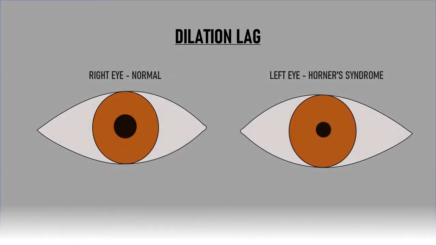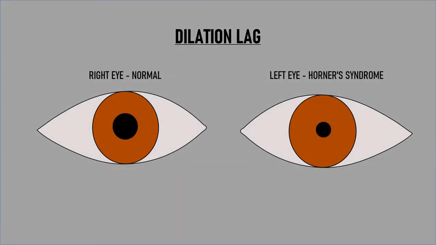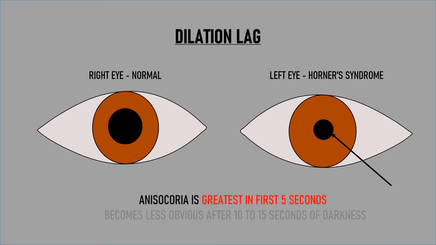When dilation of the pupils is assessed in dim light, the anisocoria is greatest in the first 5 seconds of examination. After 10 to 15 seconds of darkness, the anisocoria becomes less obvious because the pupil of the affected eye catches up, meaning it eventually increases to some degree of dilation, and the anisocoria is not as much as was seen in the initial few seconds of examination. This slow dilation of the pupil of the affected eye when compared with the quick dilation in the fellow eye is known as dilation lag, meaning the affected eye lags behind in terms of dilation.